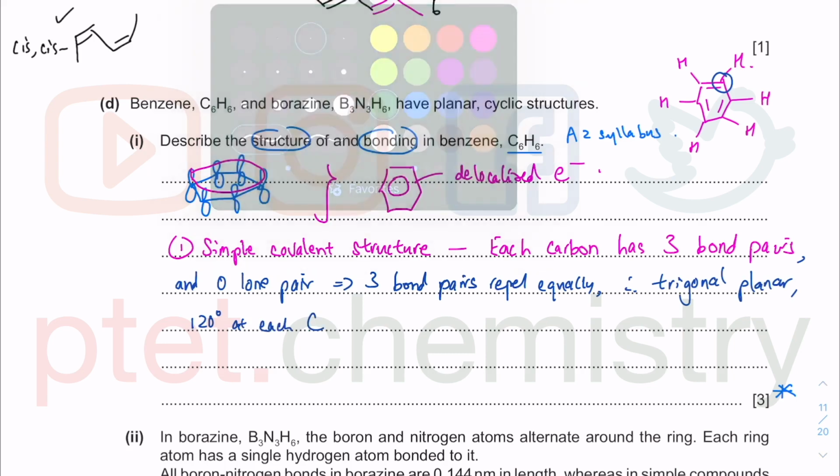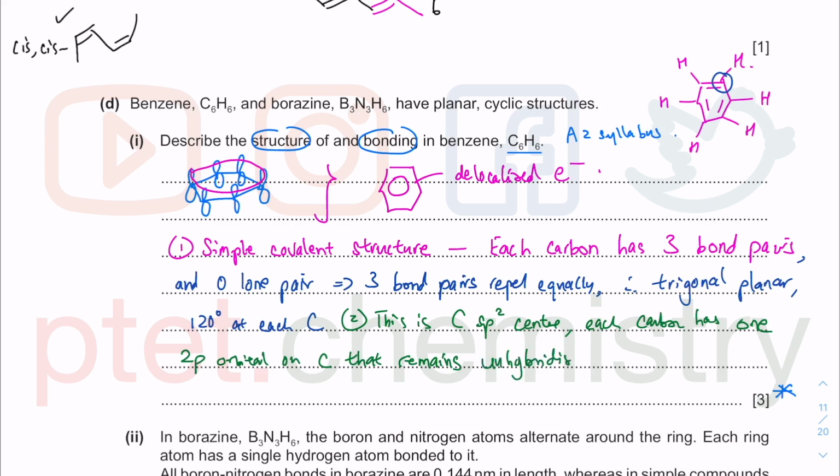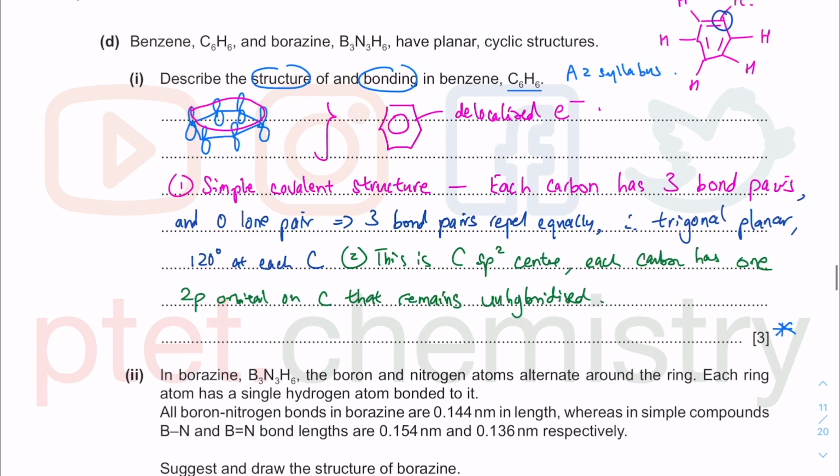What else can you comment on this? This is a carbon sp2 center. Each carbon has 1 unhybridized orbital, 1 2p orbital on carbon that remains unhybridized. That is the meaning of sp2, because you still have 1 more p orbital that you didn't hybridize, otherwise you will have sp3. And the electrons in the 2p orbitals that remain unhybridized can overlap sideways.